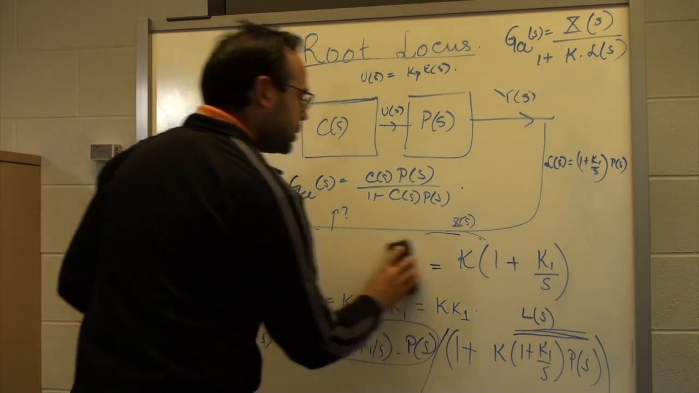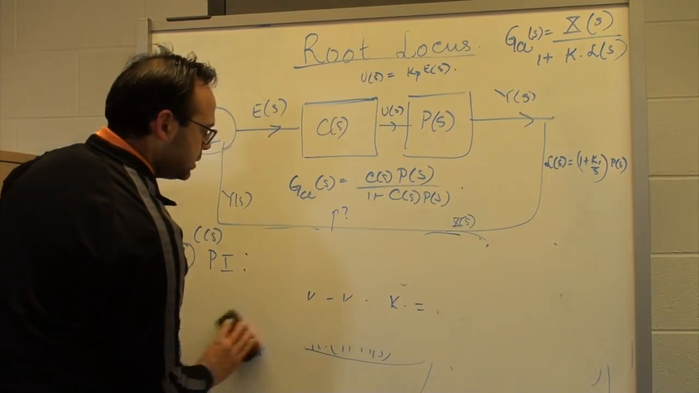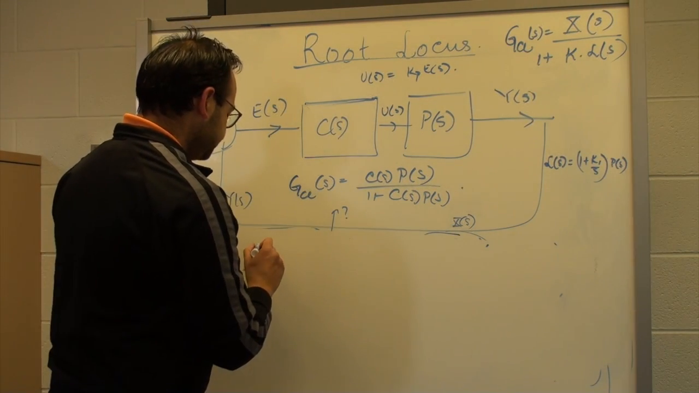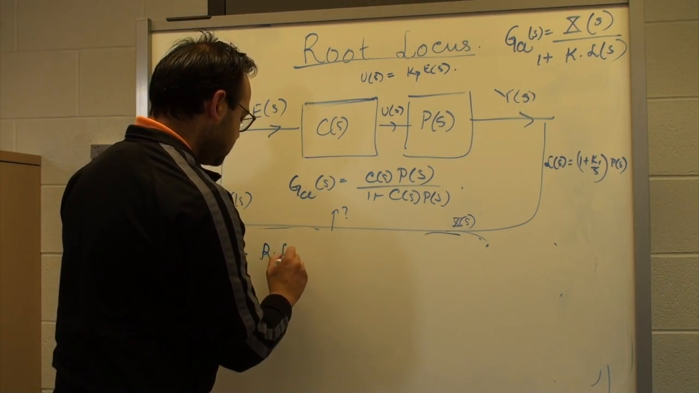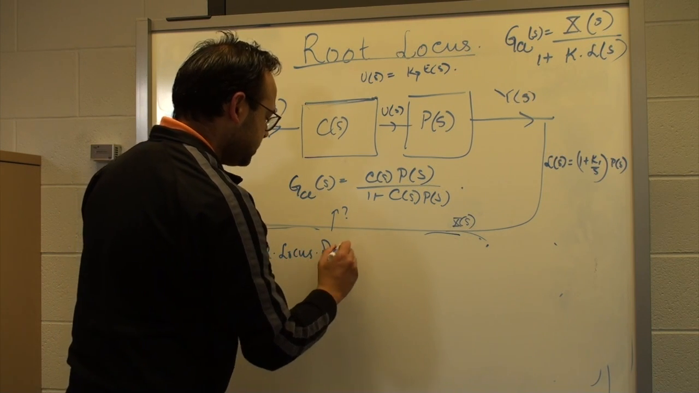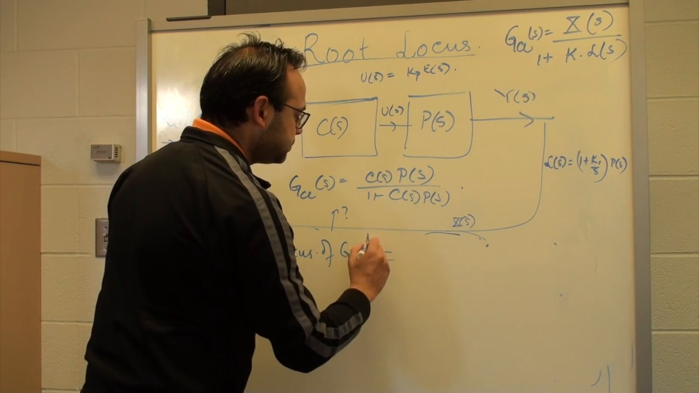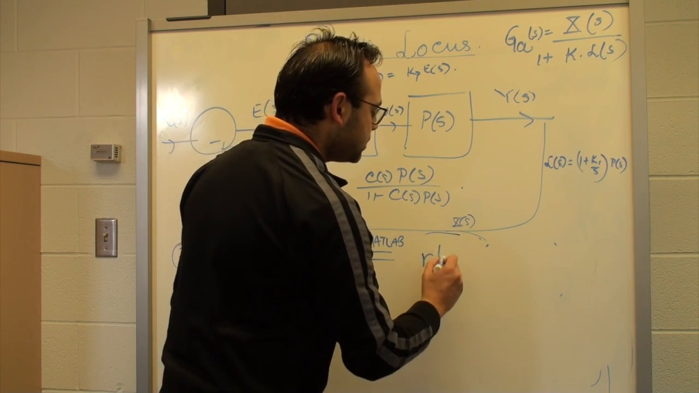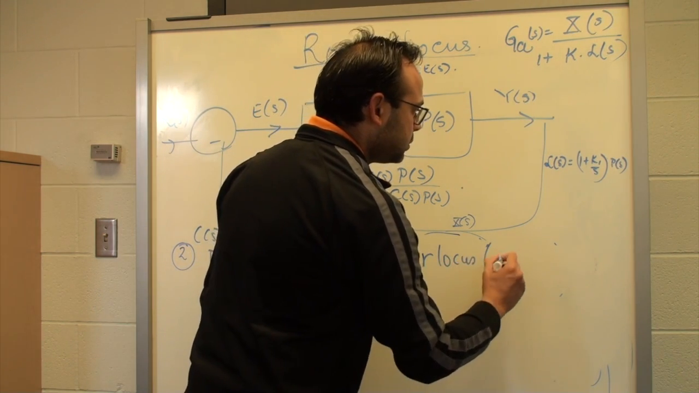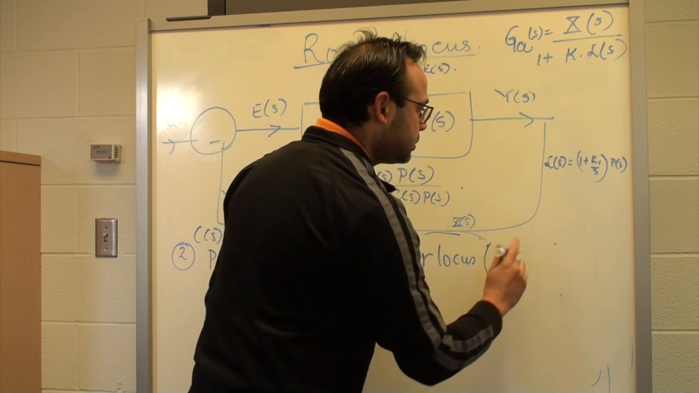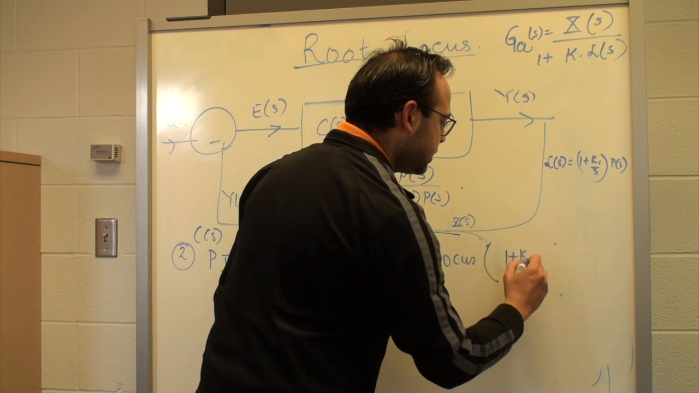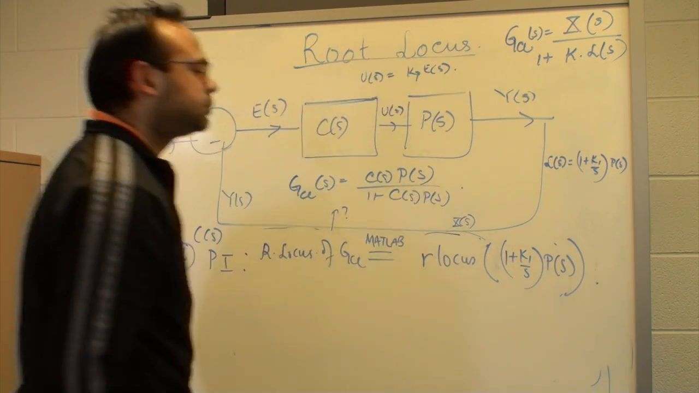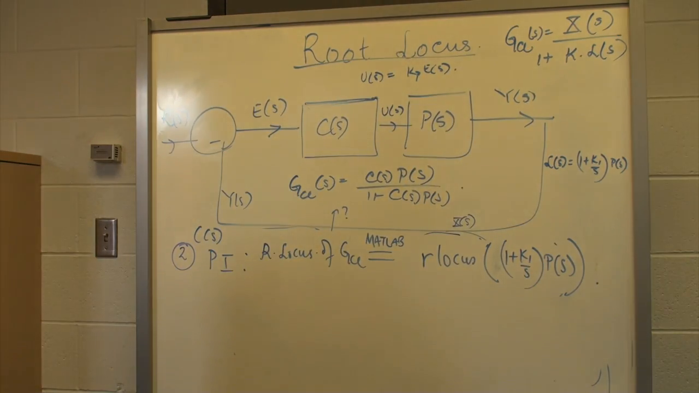And therefore, in this case, when you want to plot the root locus of the closed loop, root locus of G_CL, in MATLAB, you will say rlocus of, I'm sorry, yeah, (1 plus K1 over S) times P(S). Okay.